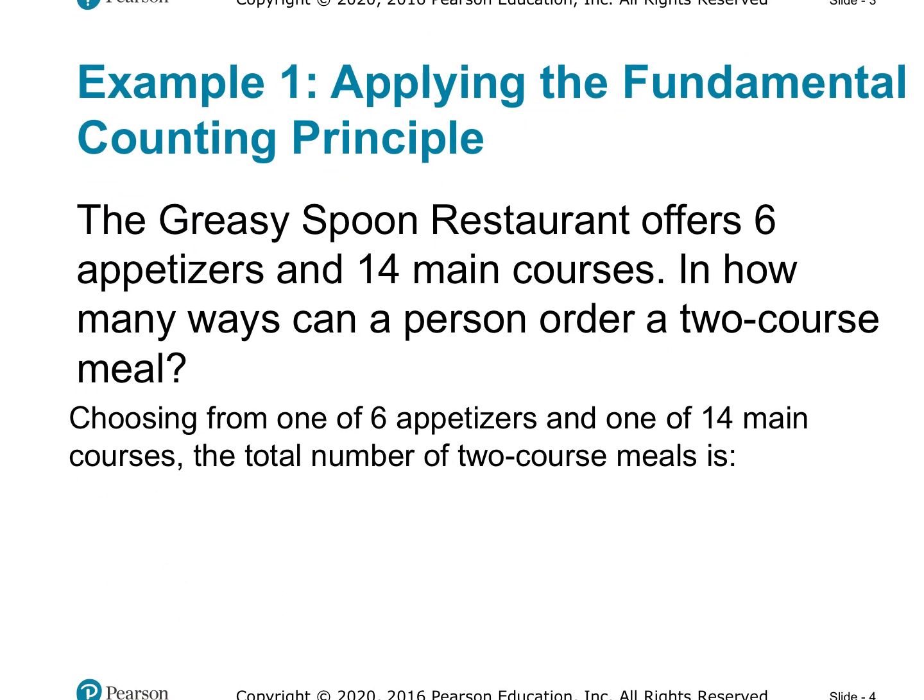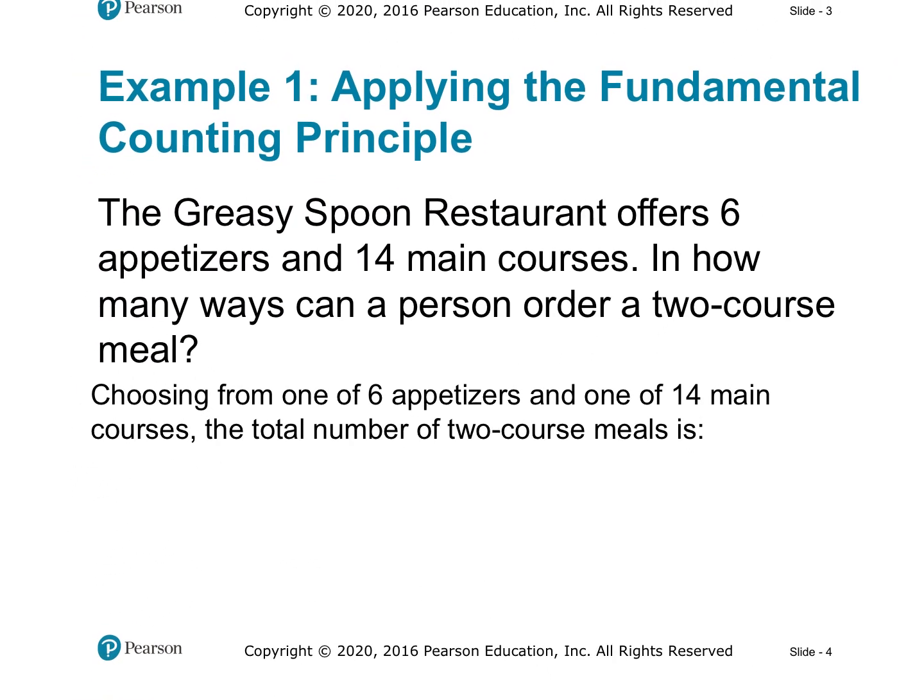All right, let's apply that to this next example. It says the Greasy Spoon restaurant offers 6 appetizers and 14 main courses. In how many ways can a person order a 2-course meal? So choosing 1 from 6 appetizers and 1 of 14 main courses, the total number of the 2-course meals is 6 times 14, which we get 84 different 2-course meals.